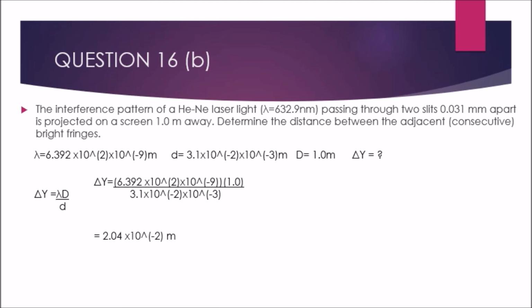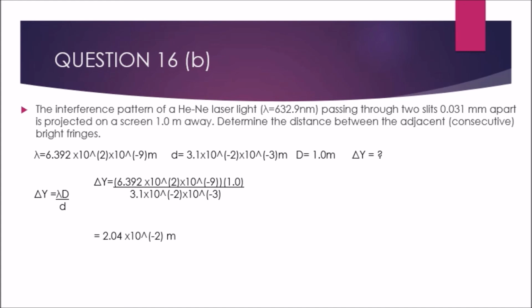Question 16 Part B. The interference pattern of a helium-neon laser light, in the bracket given lambda equal to 632.9 nanometer, passing through two slits 0.031 mm apart, is projected on a screen 1.0 meter away. Determine the distance between the adjacent consecutive bright fringes.